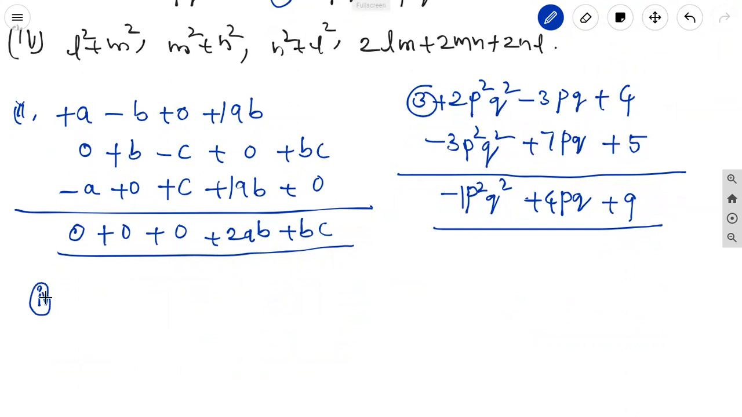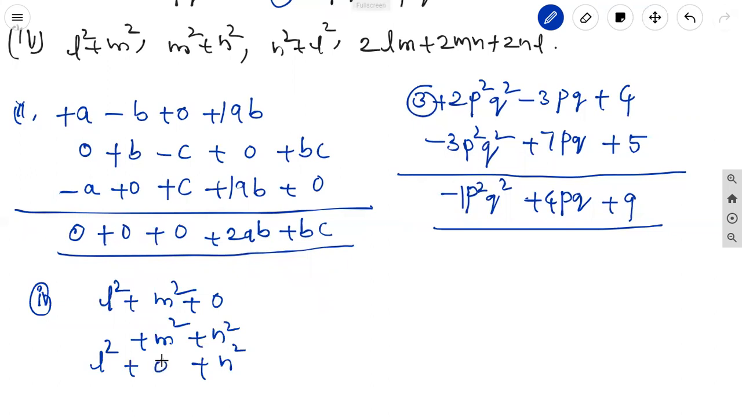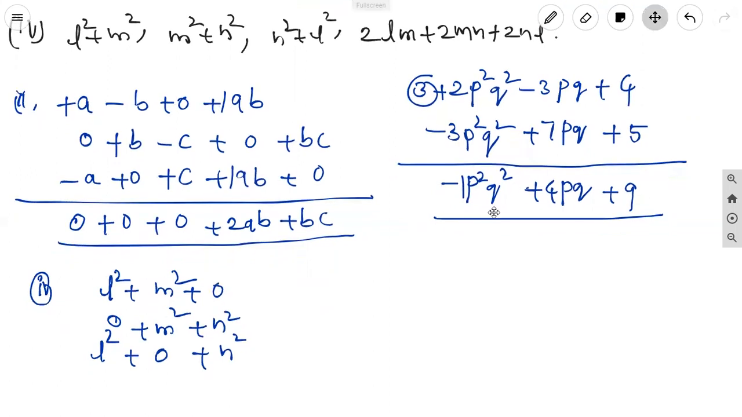Right. First expression, l square plus m square. Second expression, plus m square, n square is not there in the first expression, so you put 0. In the third expression, plus n square, l square come back, plus l square. In the place of m square 0; in the second expression, in the place of l square equal to 0. And the fourth one is completely different to the first three.